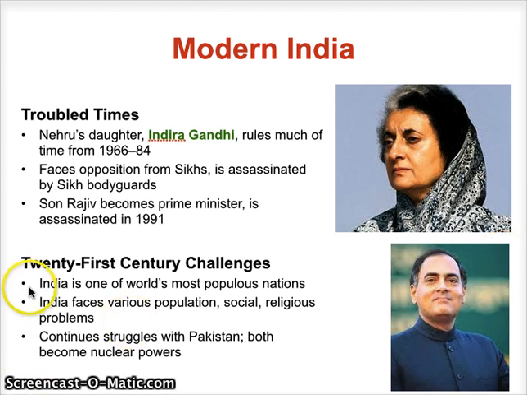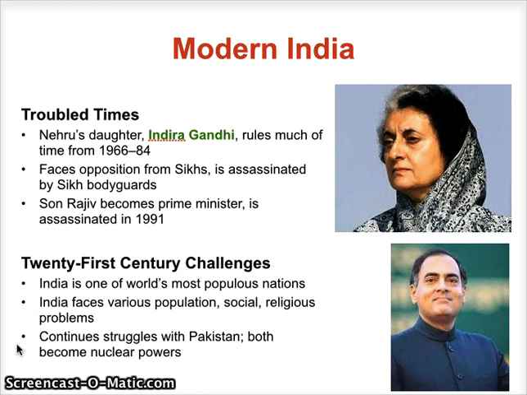Today, India still faces some challenges. First of all, India is still developing as a country. And it is one of the most populated countries in the world, next to China. They actually determine that India will surpass China's population soon. India also not only faces a lot of population, social, and religious problems, we still have tension between Hindus, Muslims, and Sikhs in India, but we also have a continued struggle with Pakistan.